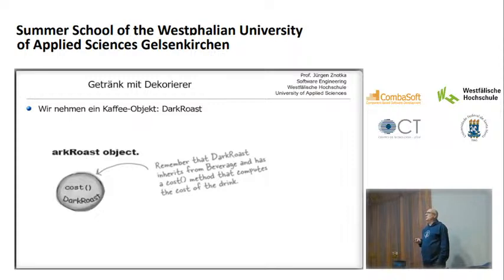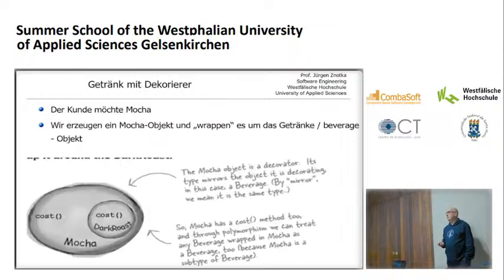First, we have the cost of dark roast coffee, as an example. First, we know how much it costs. Maybe it's 5 rice. So we can ask what a dark roast coffee costs. Now we want mocha added to it. So we create a mocha object and wrap it around the dark roast object.